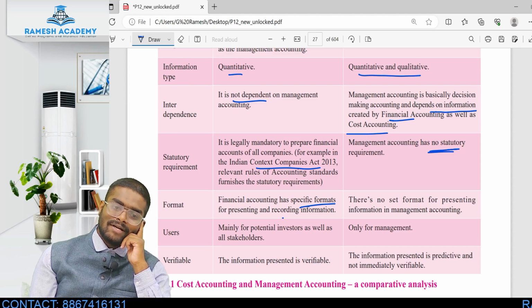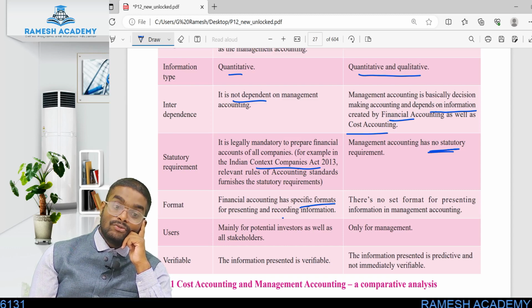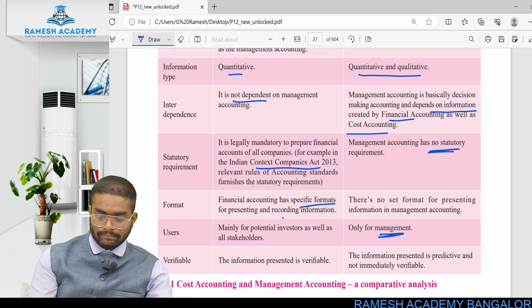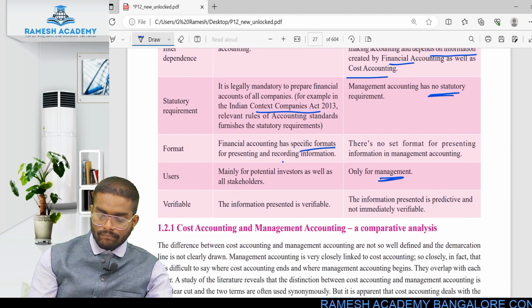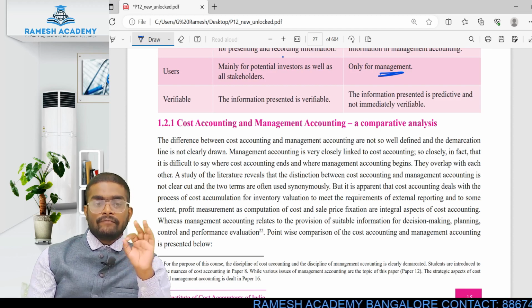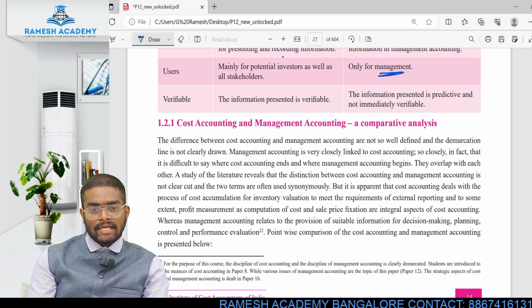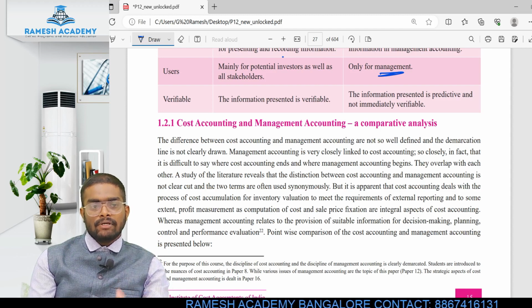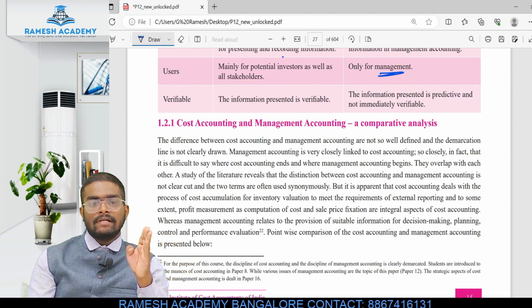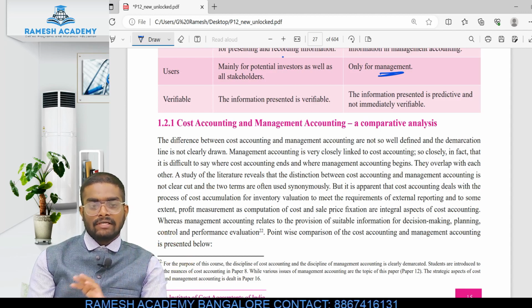This was the first part of the class. Investors, regulatory authorities, owners, creditors. But who is the user of management accounting? Only the management. So these are the differences between financial accounting and management accounting. Please mark it as important. A question can be asked directly: what is the difference between financial accounting and management accounting?